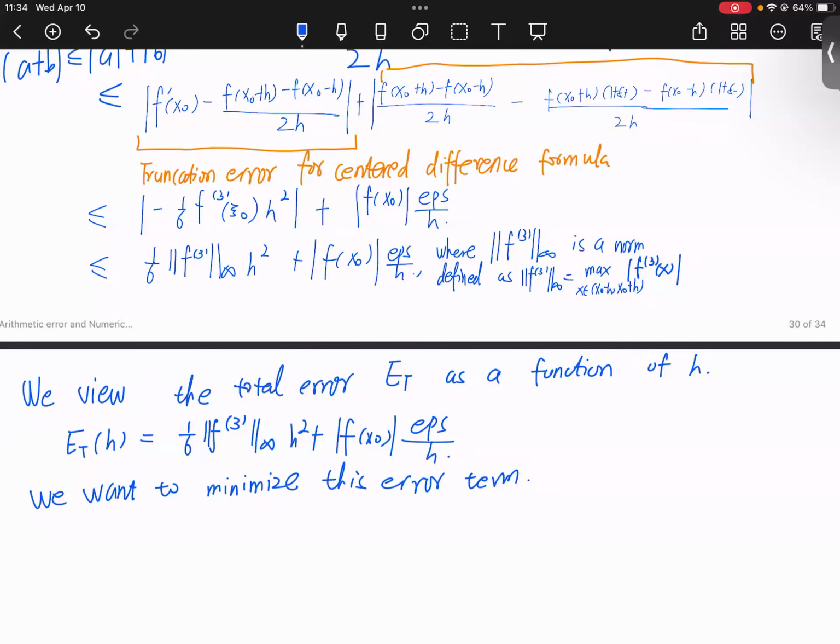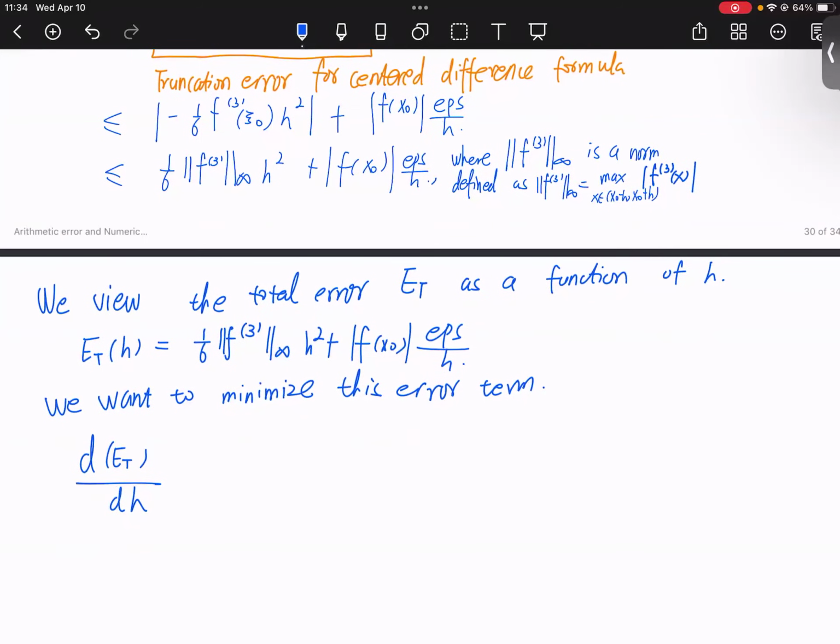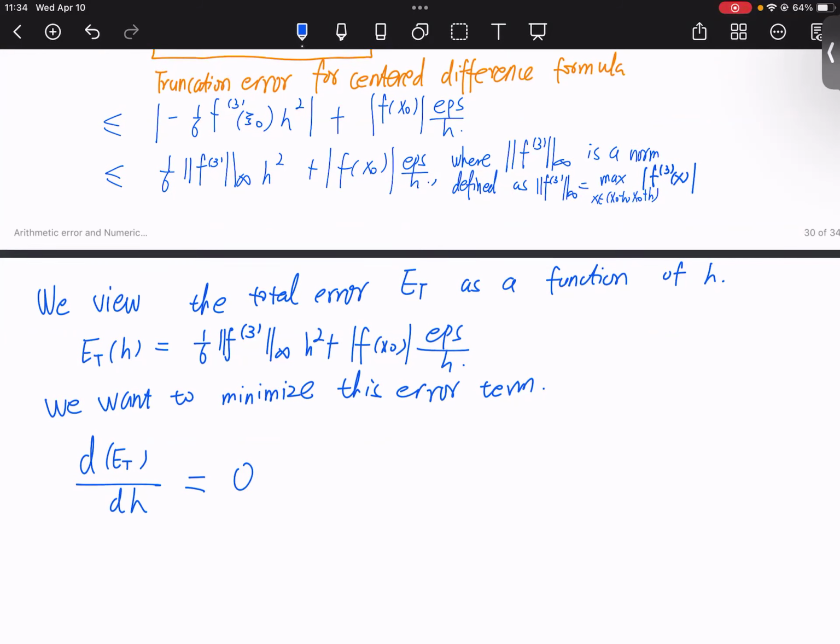So the thing we need to do is to get the derivative of the total error function with respect to h, and then we want to let it be 0. I'm not going to do the detailed calculations here, but if we solve this equation, we get the optimal h. And you can double check the second derivative here. The second derivative should be positive, which means that this is a minimum point.